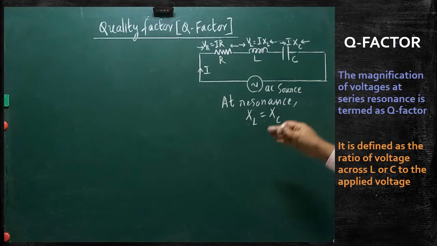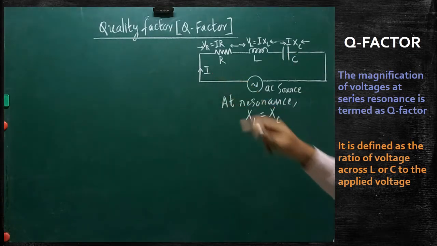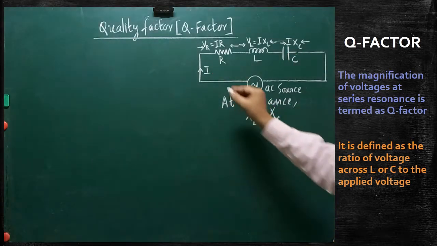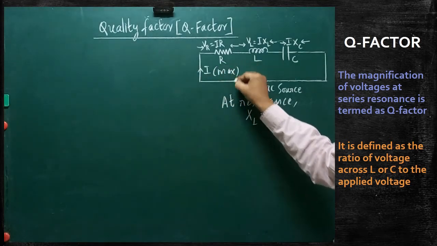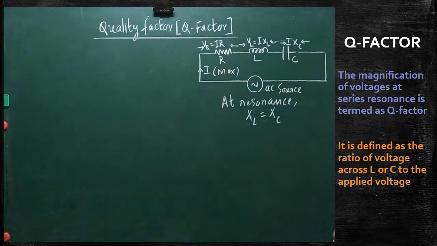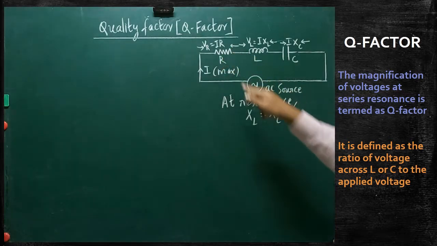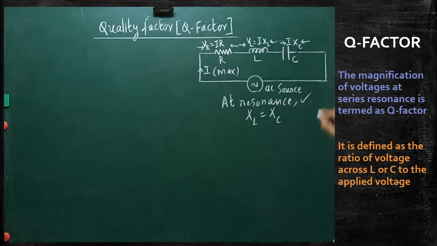At the time of resonance, what will happen? The current passing through the RLC circuit will be maximum. Are you clear? Maximum amount of current will flow. Impedance will be minimum and current flowing through all the three components will be maximum. So the strength of the current is increasing at the time of resonance.